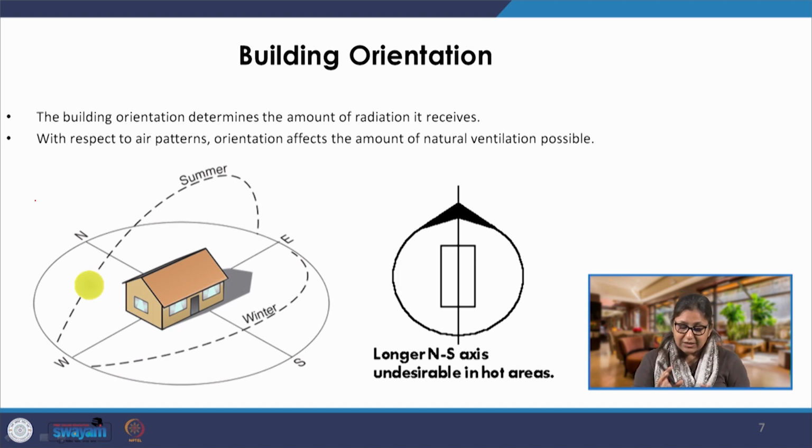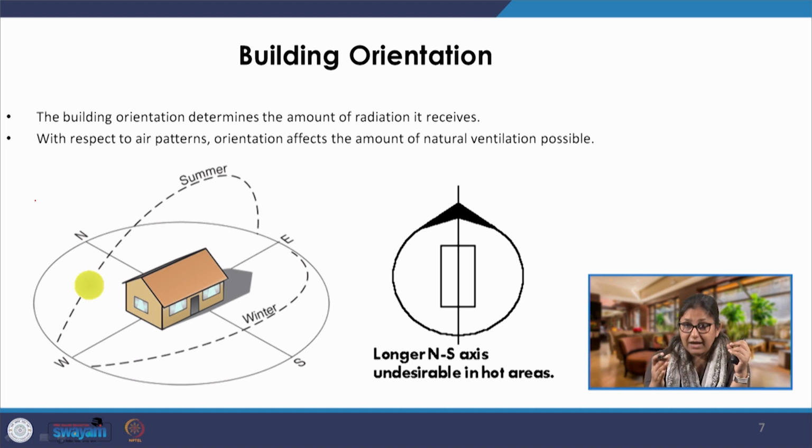So, we clearly understand that if we are talking about the warmer areas in the northern hemisphere, if we have a longer axis which is facing east and west, there we are actually looking at more heat ingress, more heat gain, because the altitude of the sun is lower in the mornings and evenings.